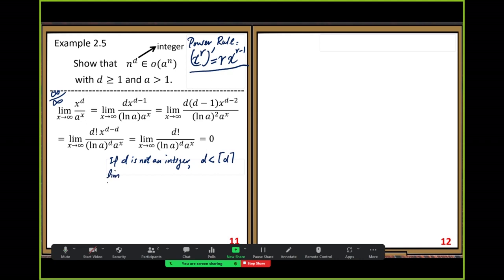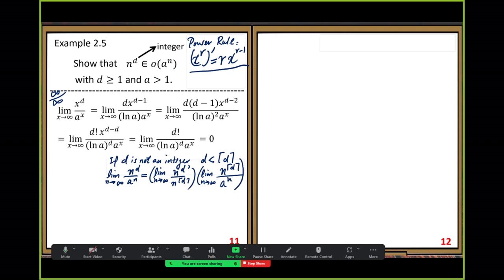The limit as n goes to infinity of n to the d over a to the n equals, I split it: the first limit, n to the d over n to the ceiling function of d, and the second limit, n to the ceiling function of d over a to the n. The product of these two limits.